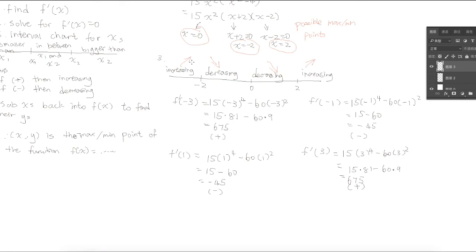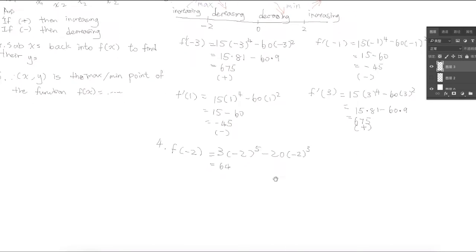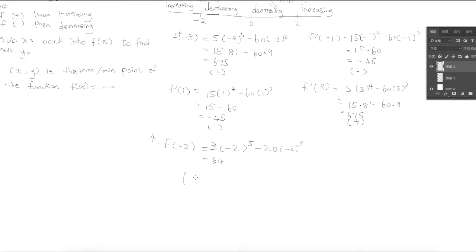So we can see that at -2, we are having a maximum point because it's increase and then decrease. And at x equals 2, we're having a minimum point because it's decrease and then increase. So now you're going to substitute the x's, -2 and 2, back into the original equation to find the y's corresponding to them. So first, f of -2, and that would be 64. So this point would be -2, 64.